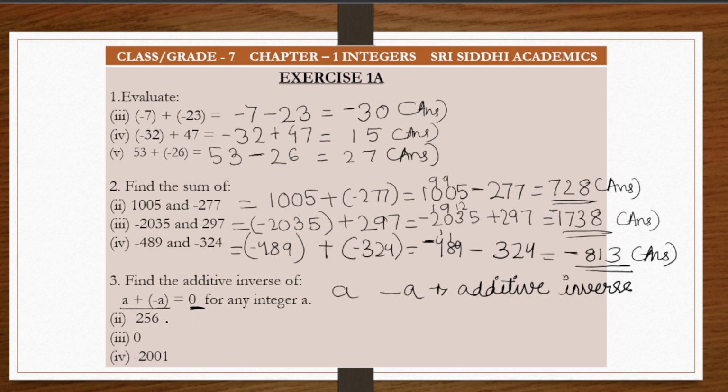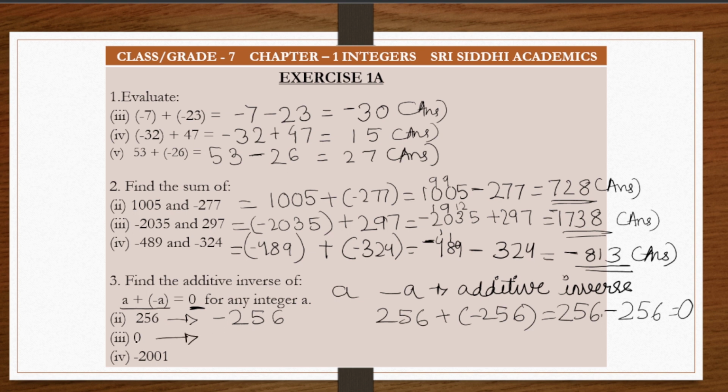Question number 3 says 256, so its additive inverse will automatically become minus 256, right? If you add 256 with minus 256, what will it be? It will be 256 minus 256, since plus and minus are two different signs. So definitely when you remove the bracket, it will be minus 256. So it is equal to 0, right? So we are correct when we write the additive inverse of 256 is minus 256.